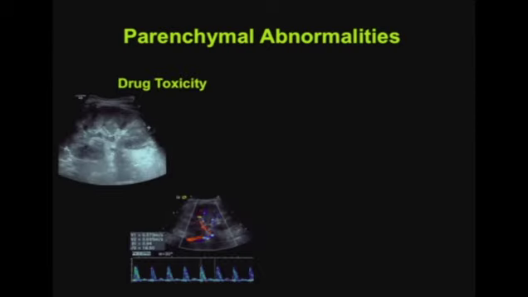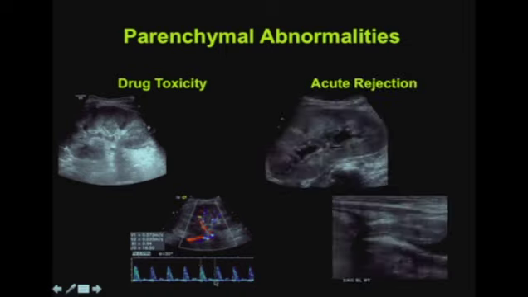Here's one patient with drug toxicity. We see the graft. There's somewhat diminished corticomedullary differentiation. The Doppler ultrasound evaluation of the arterial blood flow is abnormal, but it's a nonspecific finding. We just see that there's very prominent systolic peak and markedly diminished diastolic flow.